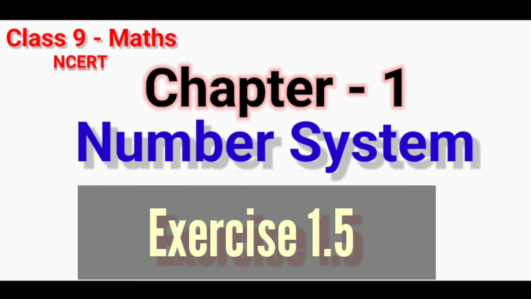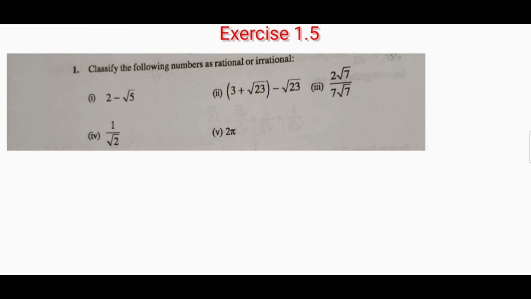In this video, we will discuss exercise 1.5. The first question is, classify the following numbers as rational or irrational. First question is 2 minus square root of 5. We know square root of 5 is an irrational number. If we subtract this irrational number from a rational number, we'll get an irrational number. So the first number, 2 minus square root of 5, is an irrational number.